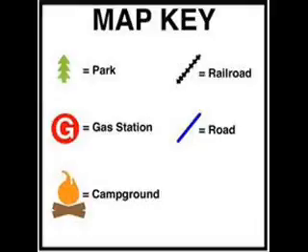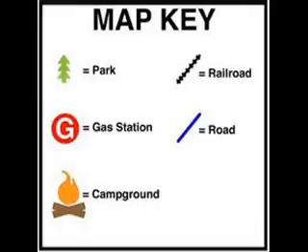Using map legends. Maps use symbols to help the reader distinguish different kinds of information. The meaning of each symbol is explained in the map's legend or key. Each symbol used on the map is shown, along with an explanation of what the symbol means. There can be many different symbols.